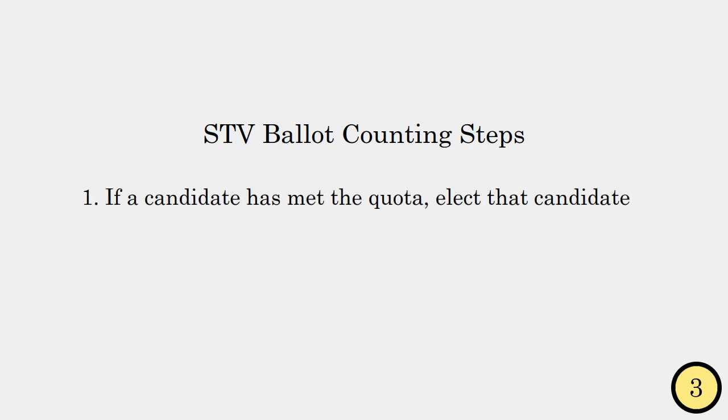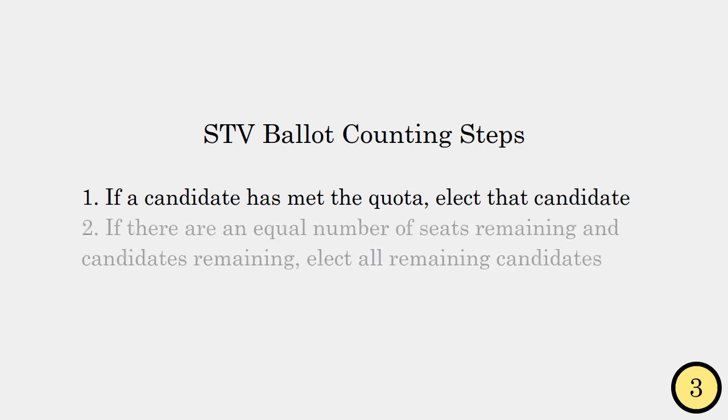Once the quota is determined, the ballot counting commences. Each ballot is assigned to its first ranked candidate. Then, the following 3 steps are run until all seats are filled. Step 1. If any candidate has as many ballots as the quota requires, that candidate is elected. If they received more votes than the quota, these surplus votes are transferred to the next highest ranked candidate.